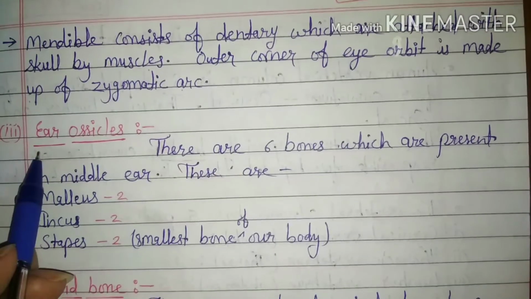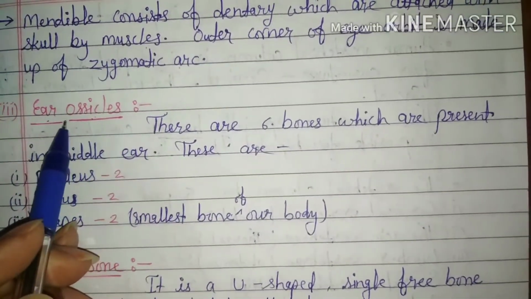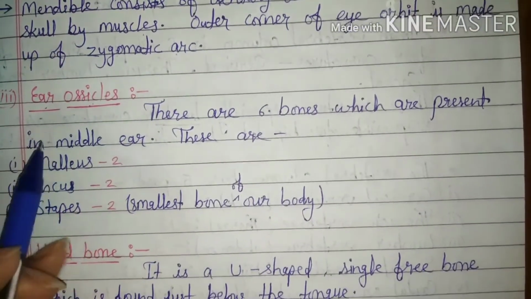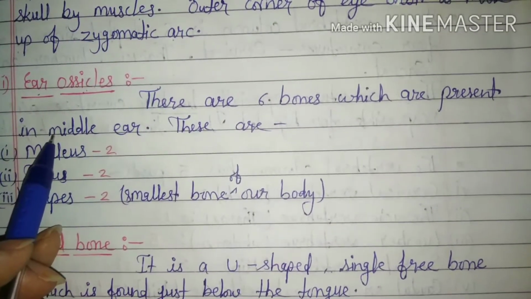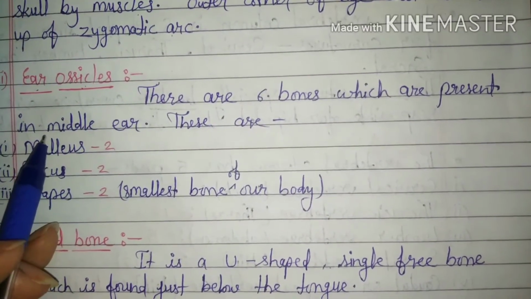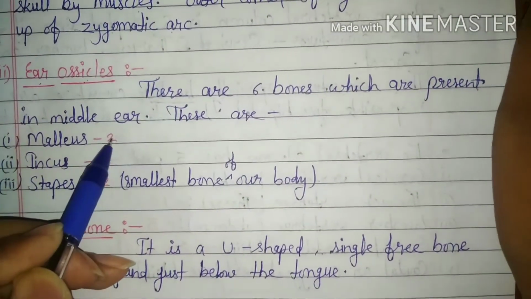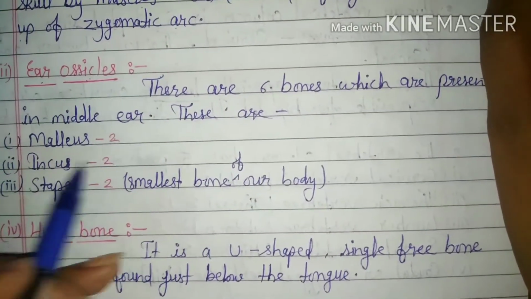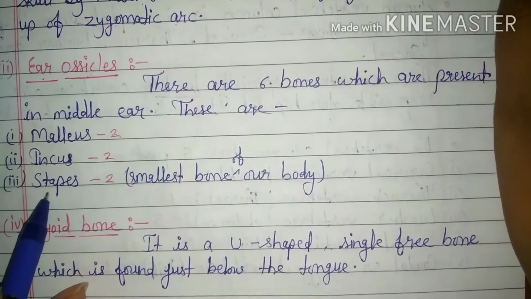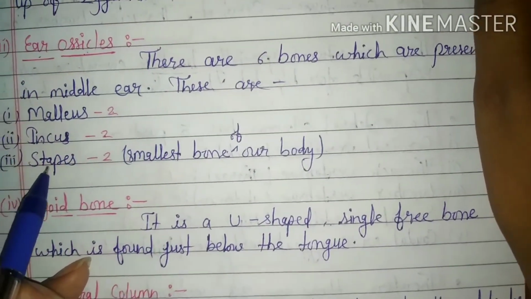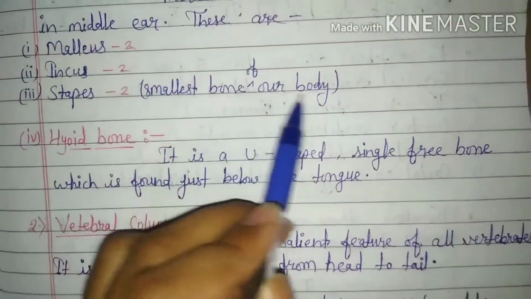Next part of the skull is ear ossicles. It means ear bones. These are 6 in number and present in the middle ear. Each ear has 3 ossicles, so total number 6. Two malleus, which is hammer shaped. Two incus, which is anvil shaped. Two stapes, which is stirrup shaped, and stapes is the smallest bone of our body.